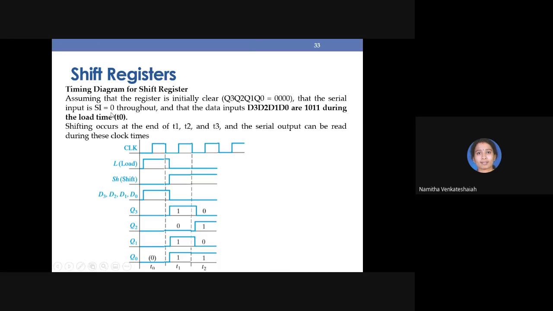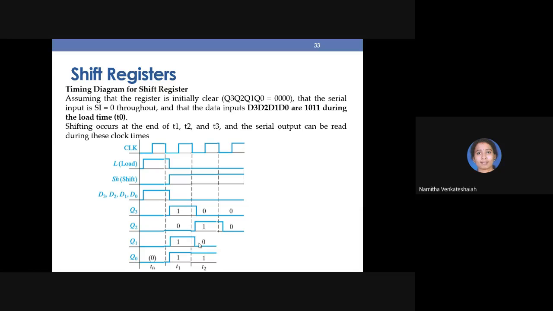We assumed here SI to be 0. So what will happen in the place of Q3? SI will come and sit in the place of Q2. Q3 will come and sit in the place of Q1. Q2 will come and sit in the place of Q0. Q1 will come and sit. So shifting has happened.